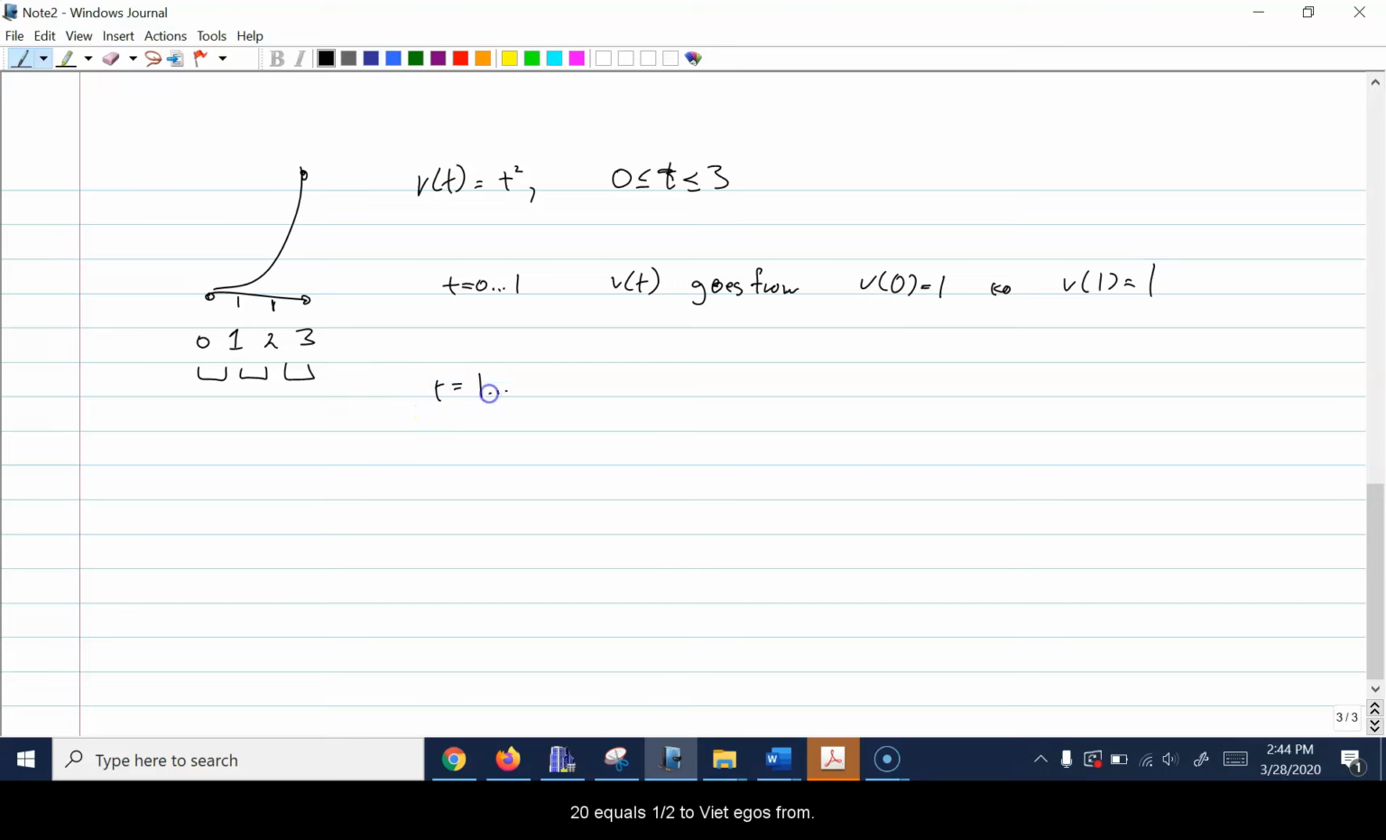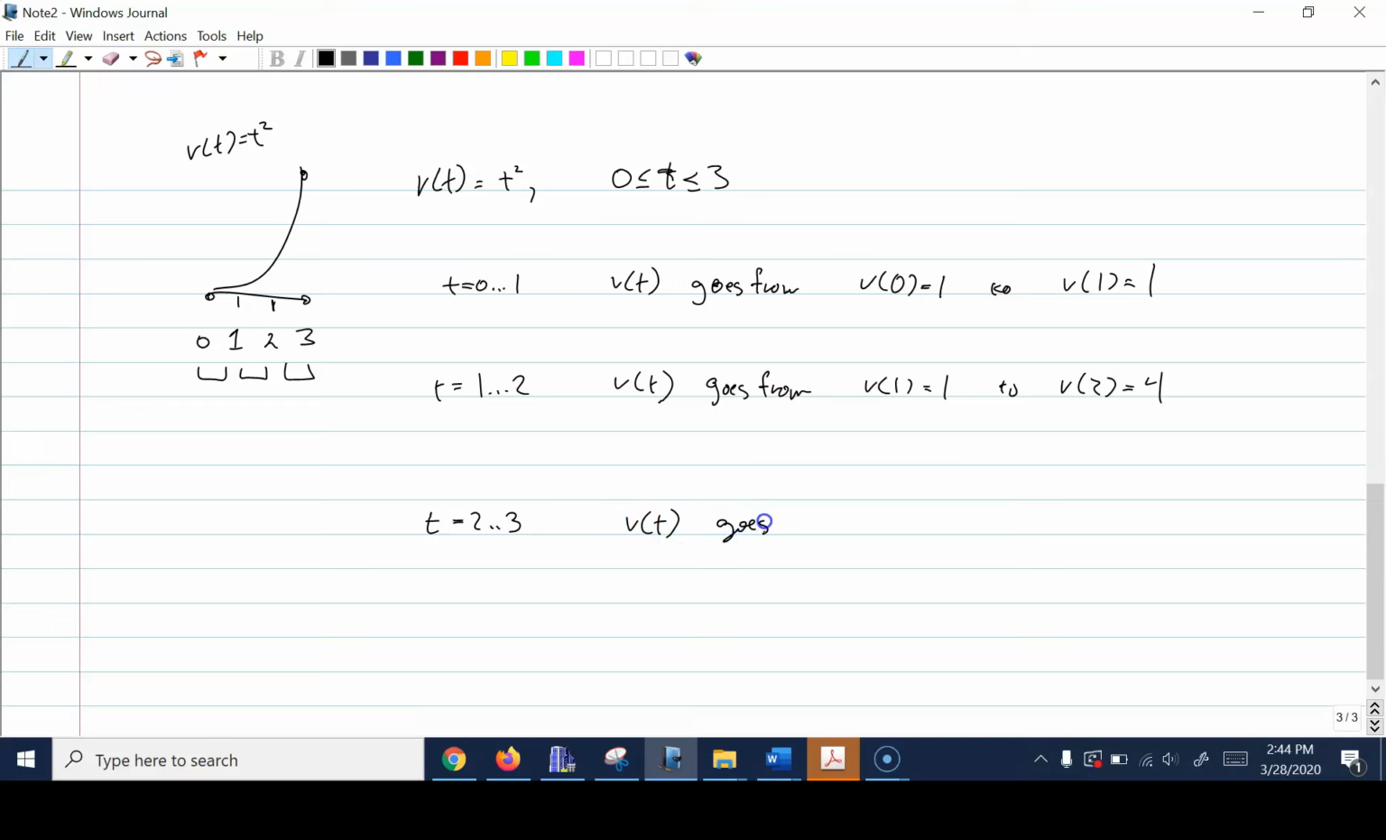From t equals 1 to 2, v of t goes from, well, what's v of 1? It's 1. To what's v of 2? It's 2 squared is 4. Remember, our function is v of t equals t squared. And from t equals 2 to 3, the speed of the fly goes from v of 2 is 4 to v of 3 is 9.